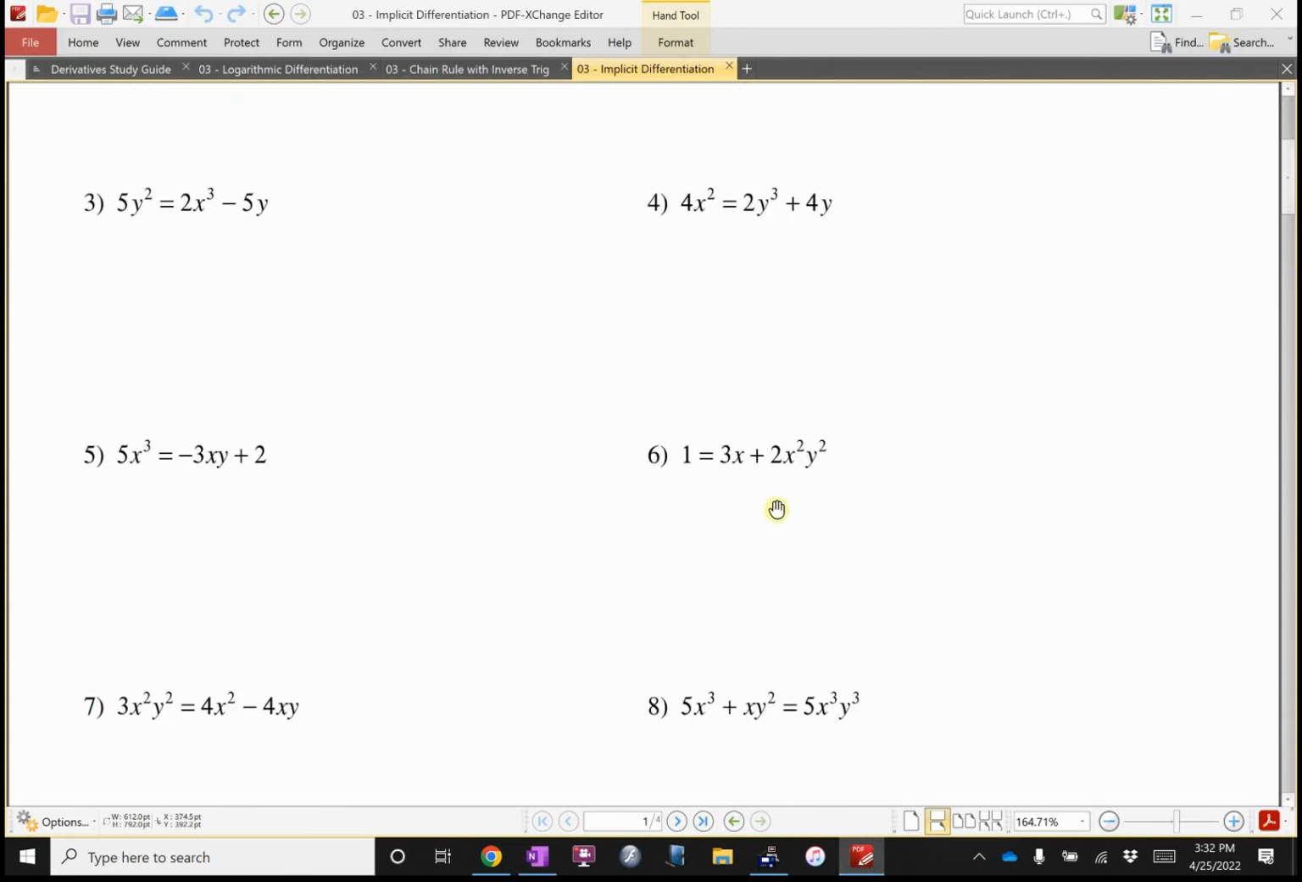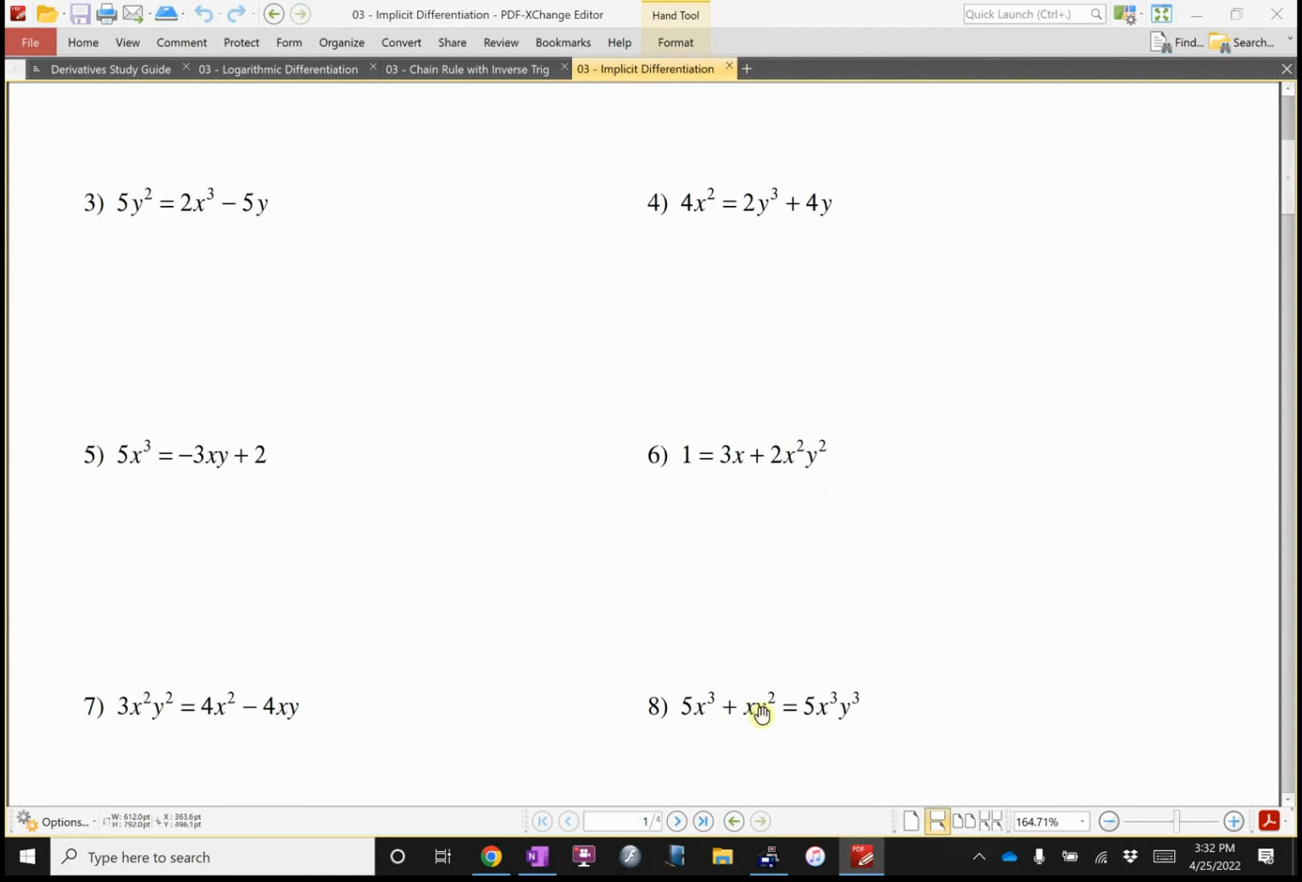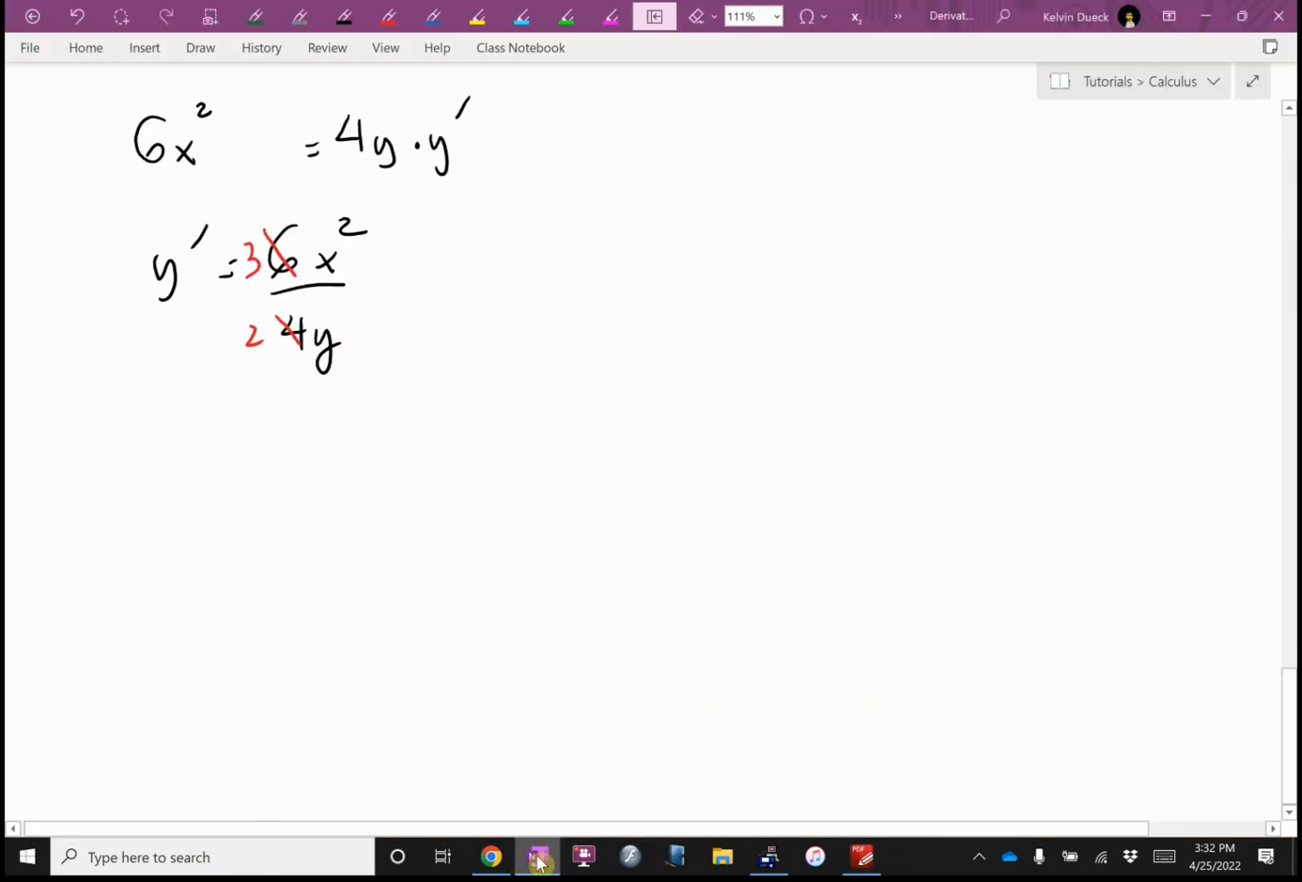Okay. Ooh, here, 6. I can tell right away. Y is not by itself. Implicit differentiation. Then we'll try 8 that's got multiple y's. Cool. Here we go. What's the derivative of 1? That's easy. What's the derivative of 3x? Technically times x prime, but x prime is just 1, so what's the derivative of 2x squared y squared? Product rule. Okay.